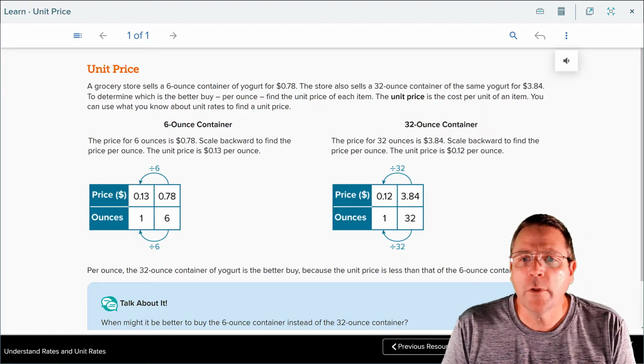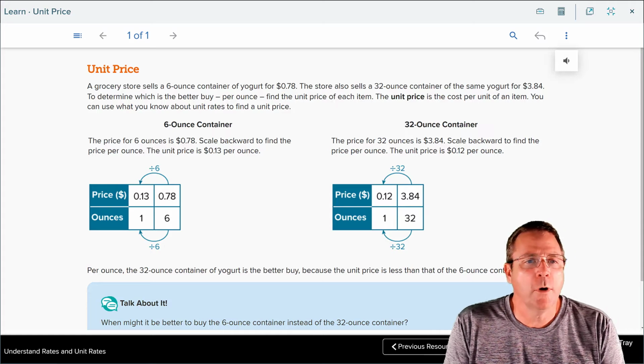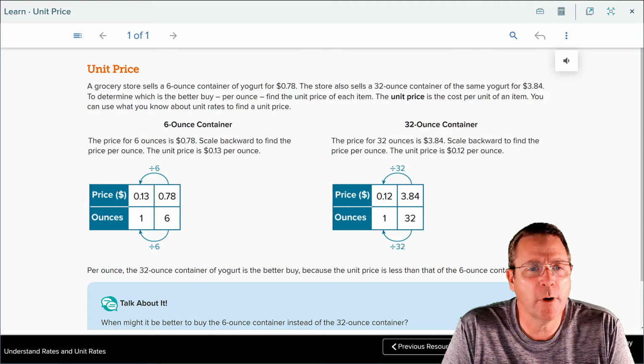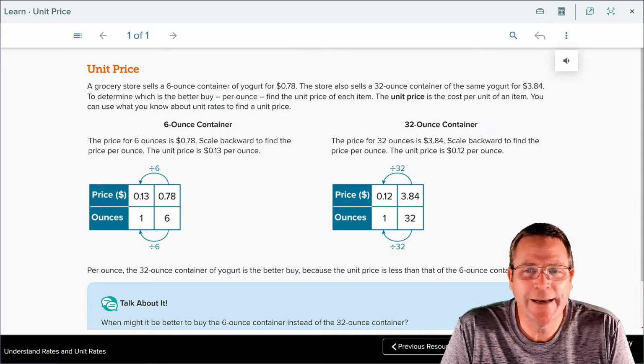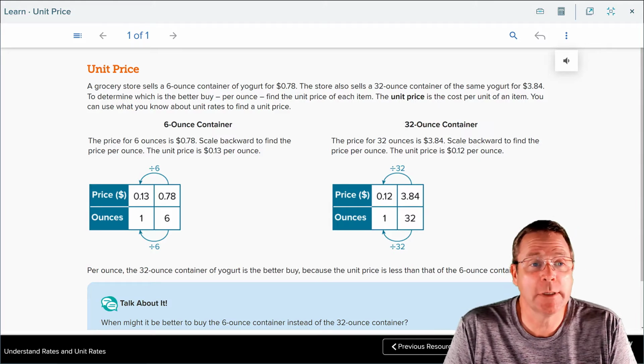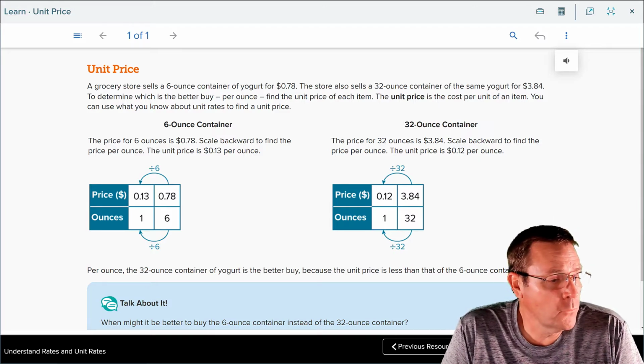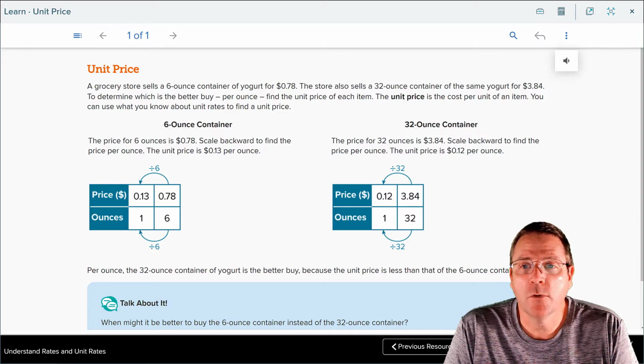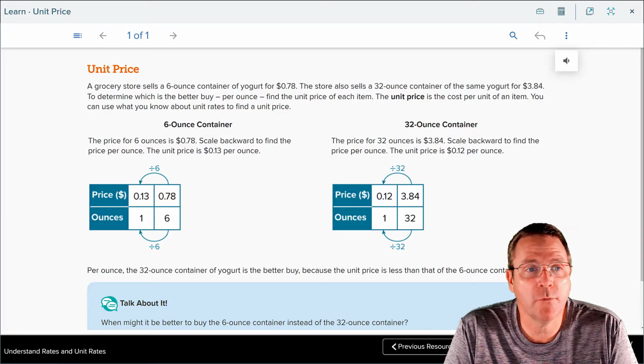Now this one is really where the rubber meets the road. This is where you have a good, solid, real-world use of this type of problem, where you're comparing the unit price of 2 different containers to find out which one is going to be the better deal. A grocery store sells a 6-ounce container of yogurt for 78 cents. The store also sells a 32-ounce container of the same yogurt for $3.84. To determine which is a better buy per ounce, you have to find the unit rate of each item.